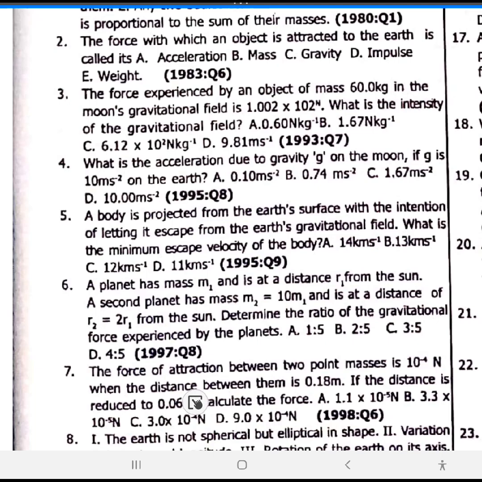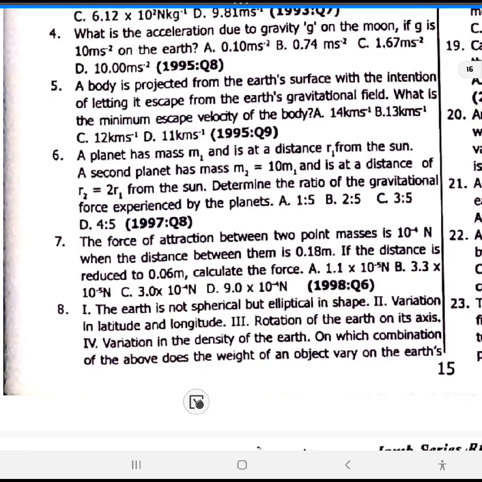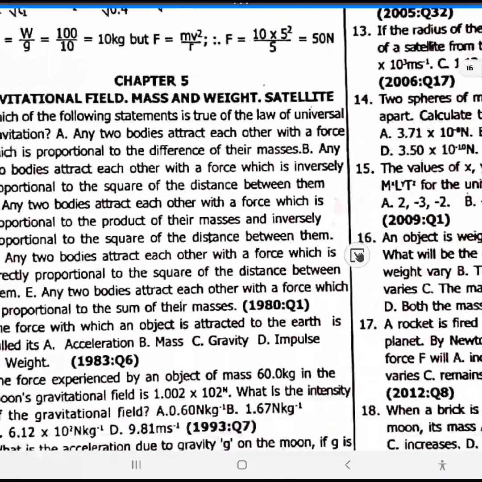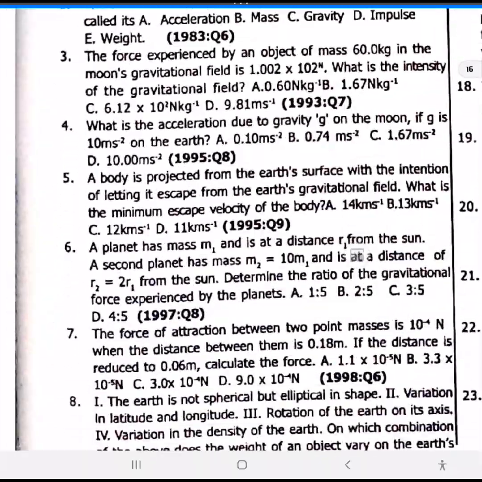Skip. These are skip. Number 8. The earth is not spherical but elliptical in shape. Variation in latitude and longitude. Rotation of the earth on its axis. Variation in the density of the earth. On which combination of the above does the weight of an object vary on the earth?